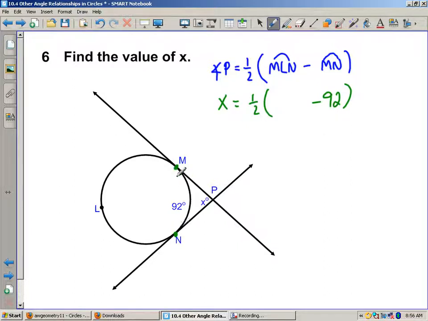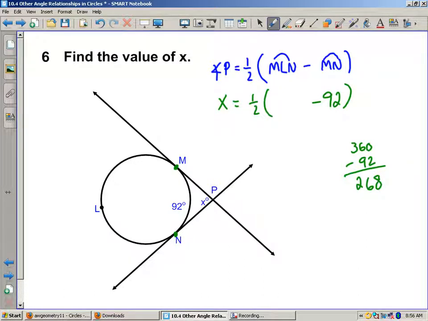How many degrees is left over here? Well, that's the whole circle, which is 360. So this arc is the rest of the 360 from the 92. So if I take 360 and subtract away 92, that will give me my angle, and that should be 268, I believe, would be the angle that I would have there.